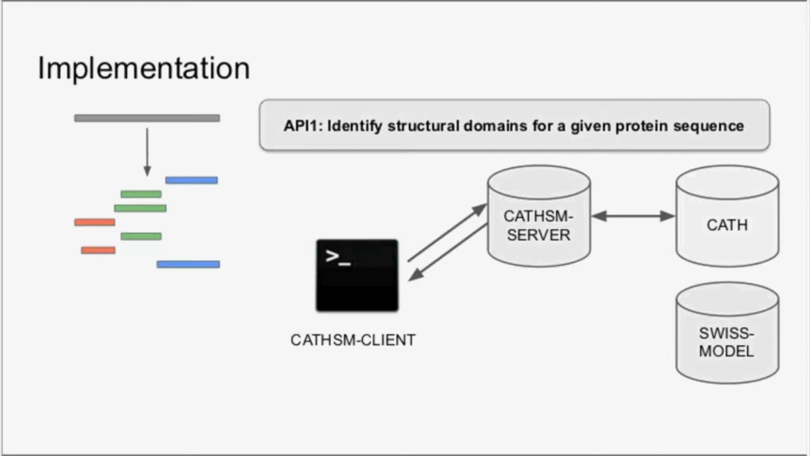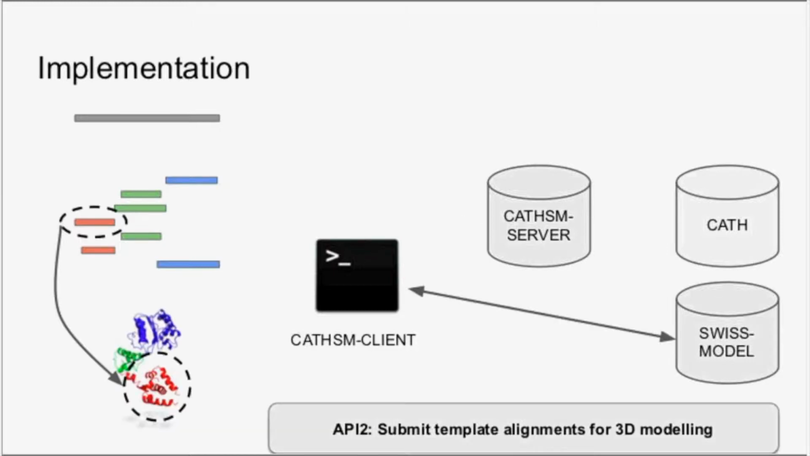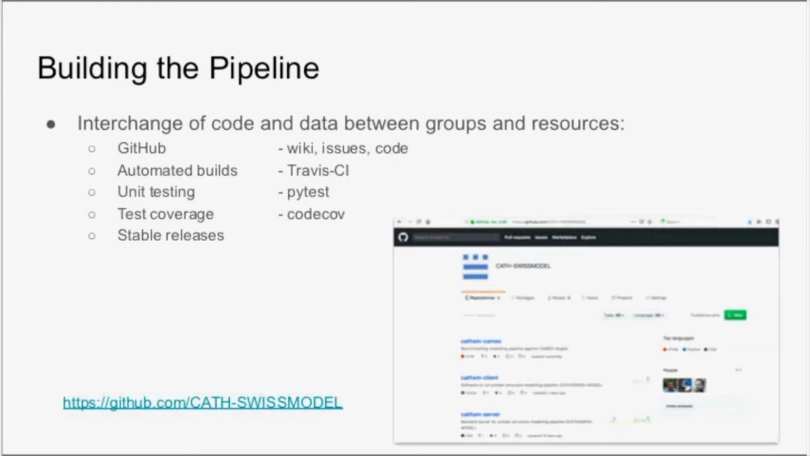All of the new code for this project is on GitHub as CATHSM server. There is another project, CATHSM Clients, which is the command line tools and libraries which talk to the server to mediate these API requests. And the second API request was, once you've got these templates, can you send all that information off to Swiss Model to get a really nice 3D structure. In terms of how we went about arranging this, again, it started off as an 8-month project because we were all working on other projects as well.